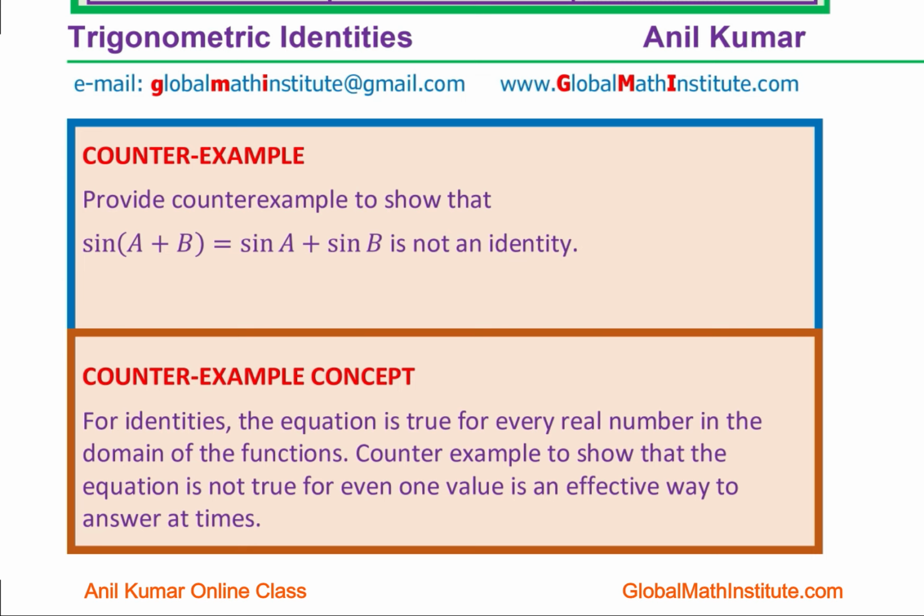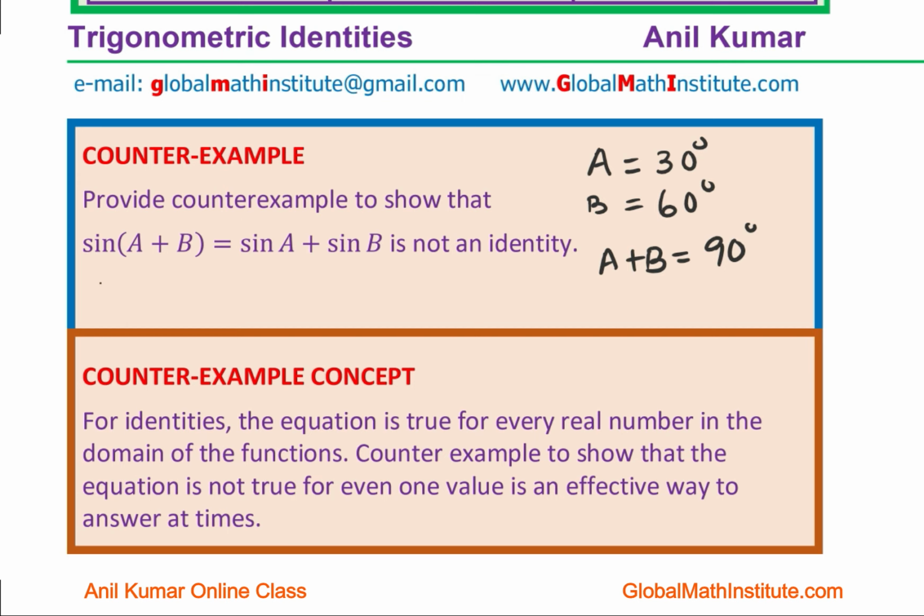So in this case, what can you do? Just take a value of A and B. Let's say, if you say angle A is equal to, let us say, 30 degrees, right? And angle B is equal to 60 degrees, correct? So in that case, what is A plus B? So A plus B will be 90 degrees. We have taken an example, right? So counter example really means take an example and then show that this is not true, right?